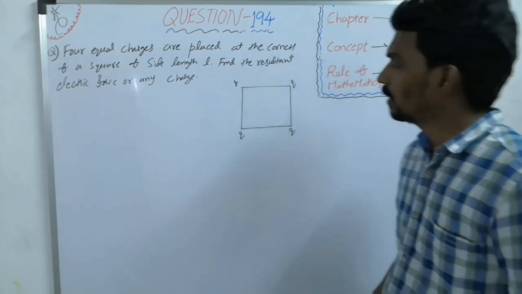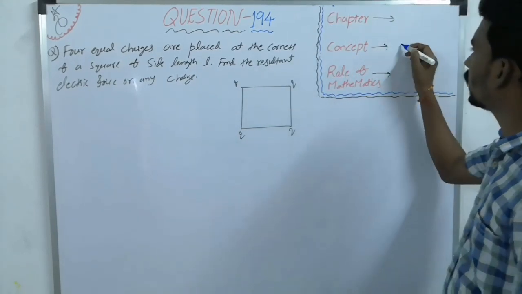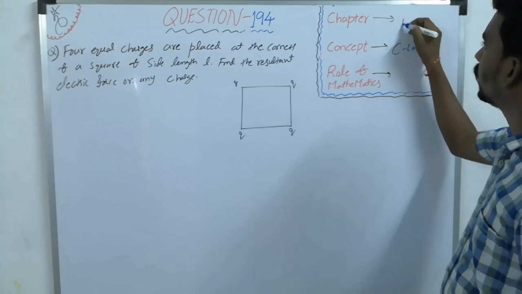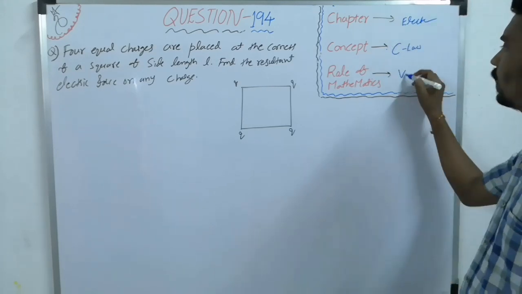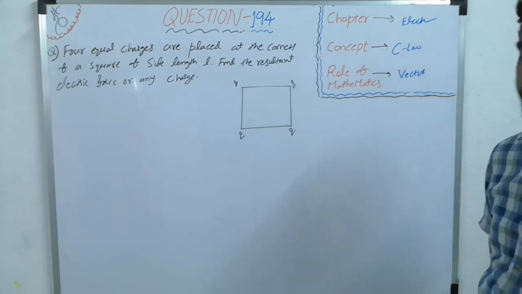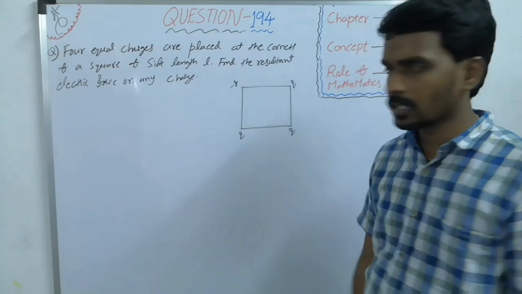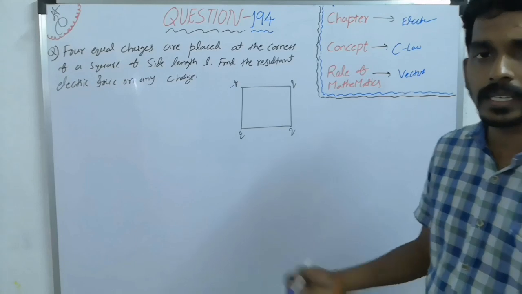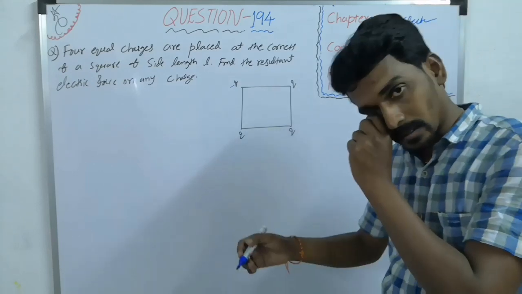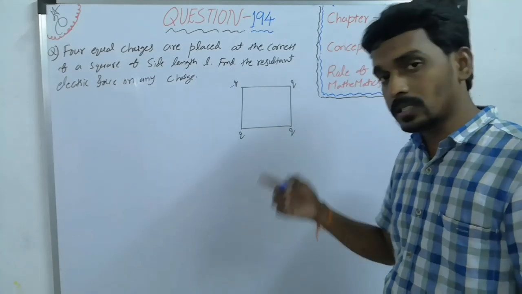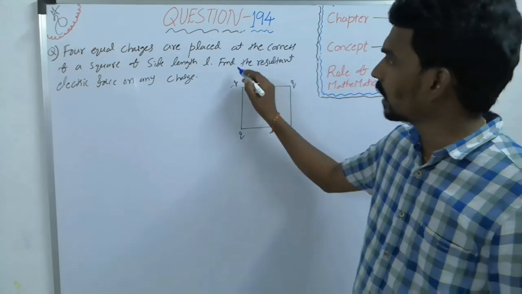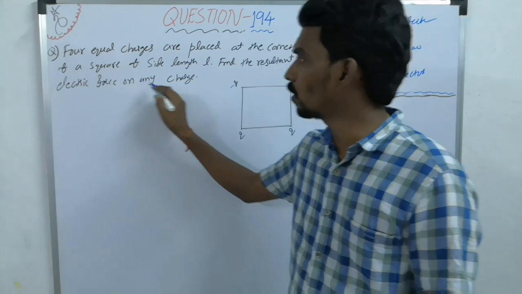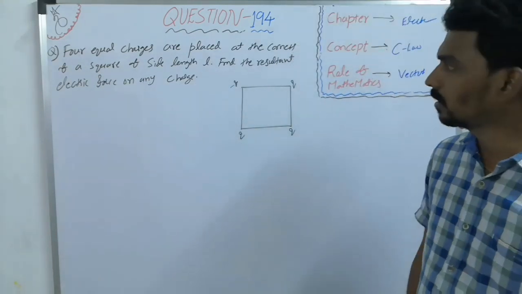Hi everyone, let us discuss one question related to Coulomb's law in electrostatics using the vector resultant. We have seen such kind of questions already in gravitation. There mass, gravitational force, here charge, electrostatic force. Now they are asking to find the resultant electric force on any charge.